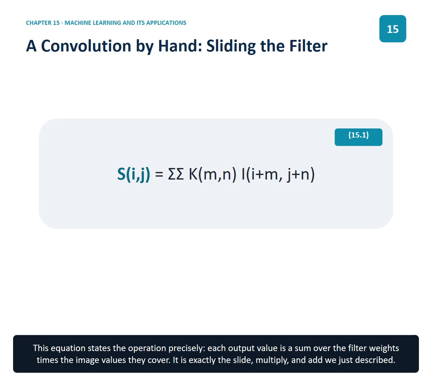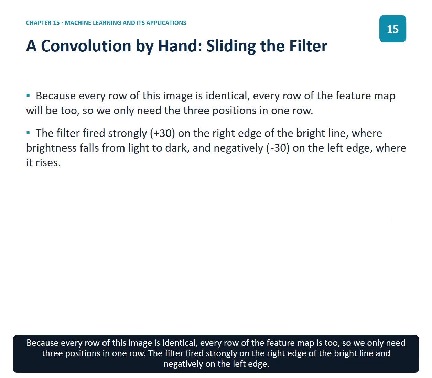This equation states the operation precisely. Each output value is a sum over the filter weights times the image values they cover. It is exactly the slide, multiply, and add we just described. Because every row of this image is identical, every row of the feature map is 2, so we only need 3 positions in one row.